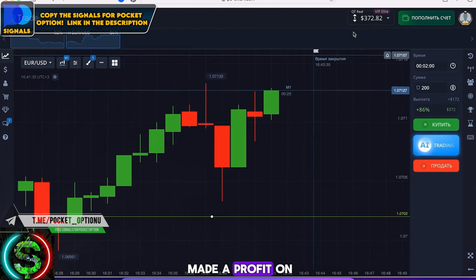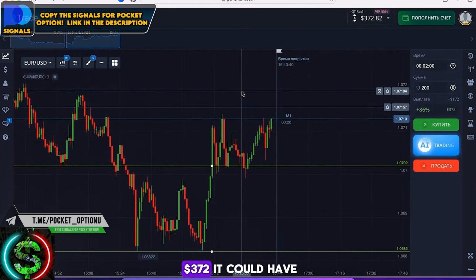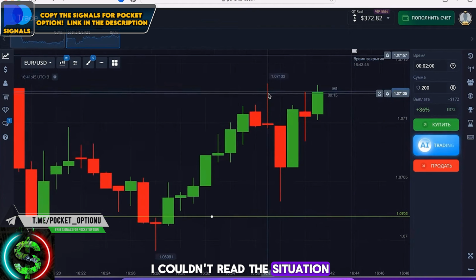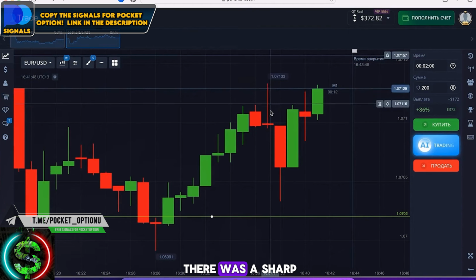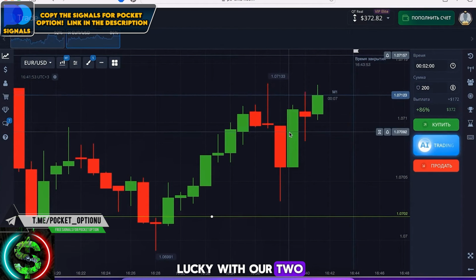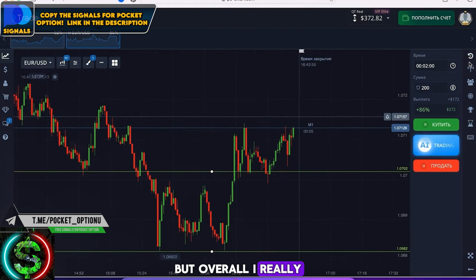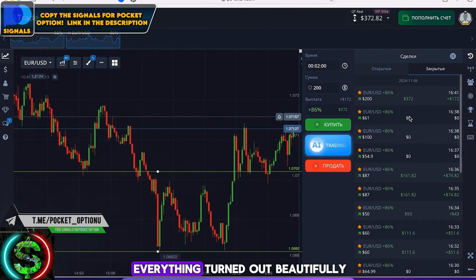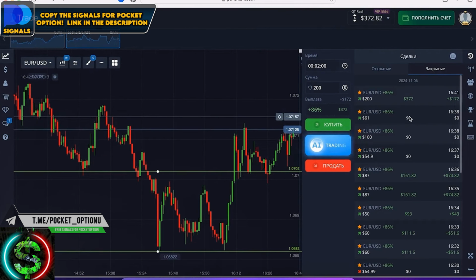By the way, I made a profit on our last trade of $200 with a balance of $372. It could have been $600 even, but at this moment I couldn't read the situation. As you can see, there was a sharp price pullback, then we had a large candlestick, so we just weren't lucky with our 2 trades here. But overall, I really liked the result. As you can see, everything turned out beautifully, and we can basically wrap it up.